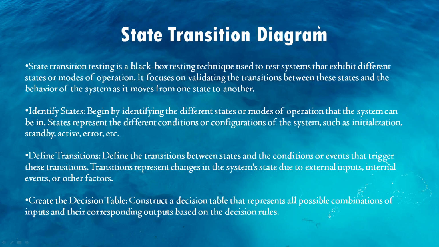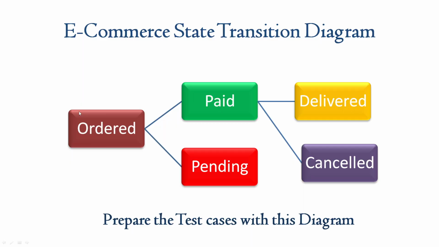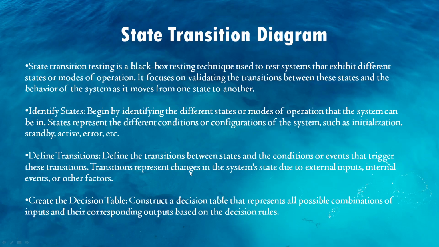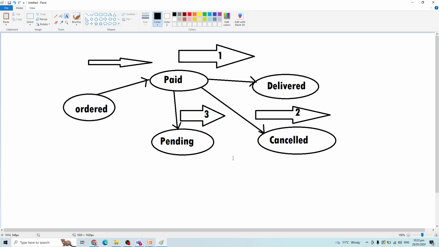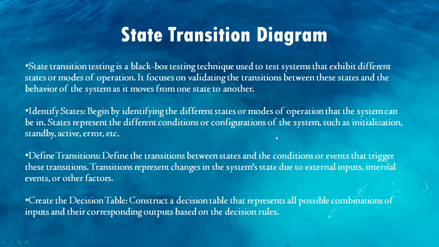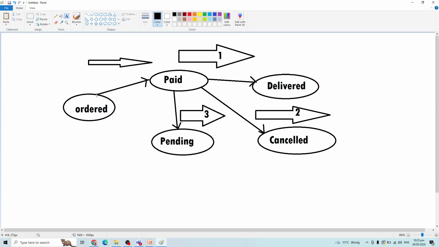If we go to this, the first step is saying identify the states. So we know 5 states: ordered, paid, delivered, cancel, and pending. We identified it. Second, define the transitions between the states. That's what we did. We have done that. Next, the transitions represent the states, and so on. So you represent it and you come up with a workflow.